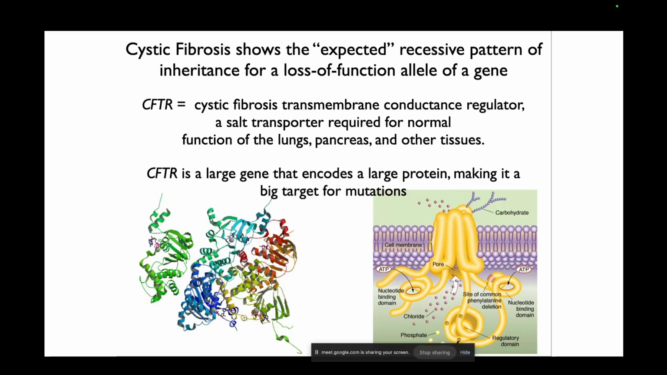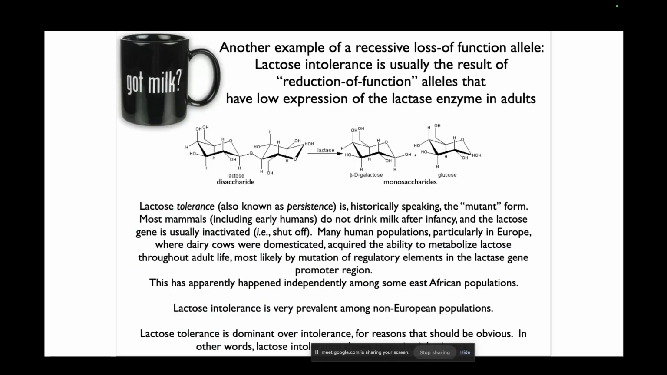Coming from filaments, a very widely known disease that has been studied for a while is cystic fibrosis. It shows the expected recessive pattern of inheritance of a loss of function allele of a gene. This particular gene is CFTR, the cystic fibrosis transmembrane conductance regulator. That's the whole name. It is a salt transporter required for normal function of the lungs, pancreas, and other tissues. It is a large gene that encodes a large protein, making it a big target for mutations. Again, the larger the gene, the more probable mutations you can have in it.